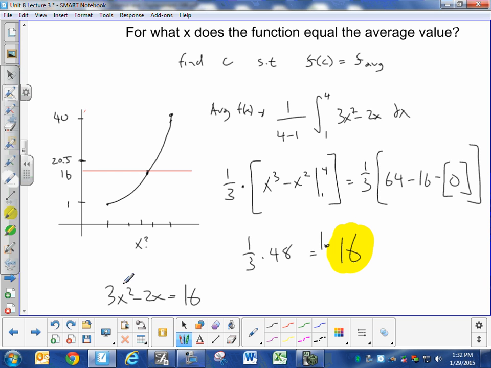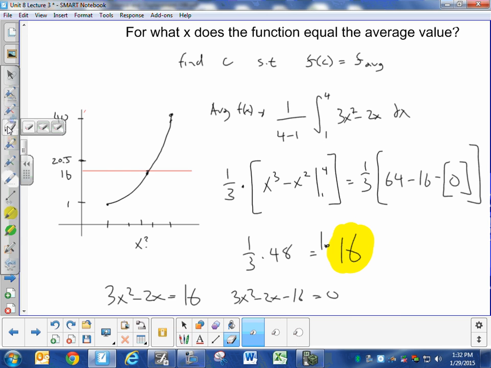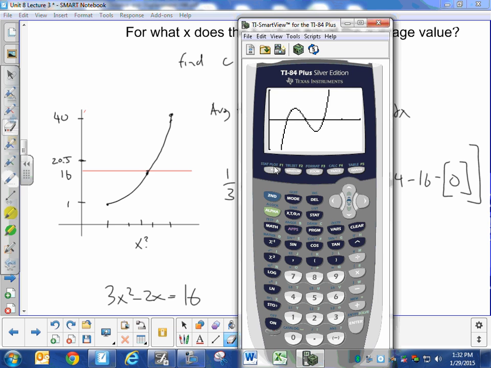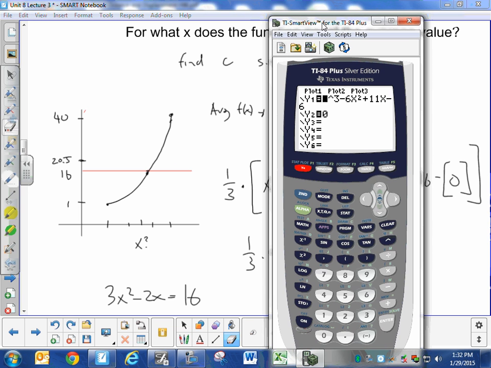Now, in this case, I can't really solve this by hand unless I could factor, and I think you can factor this. But let's say I don't want to bother. Let's say I have my calculator handy and figure out just the solutions quickly. In my y equals, I would just graph 3x squared minus 2x, and I'd graph y equals 16, and I'd see where they intersect.